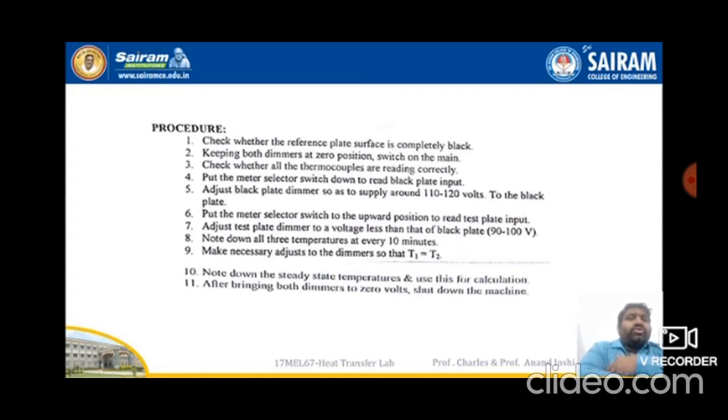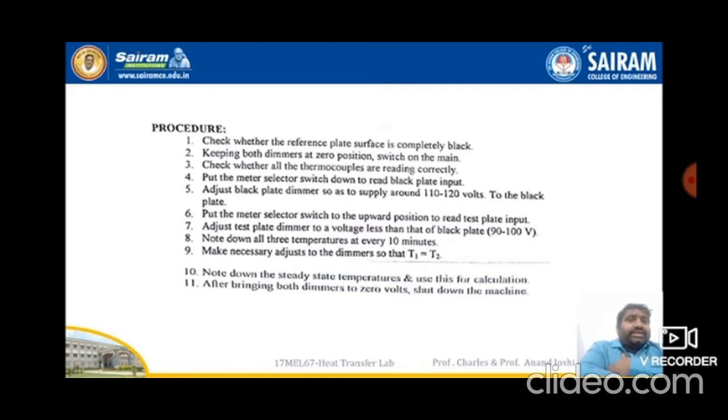Now, how we are going to conduct this experiment? Let us discuss the procedure. The first one: check whether the reference plate surface is completely black or not. Second: keep both dimmerstats at 0 position before switching on. Third: check whether all the thermocouples are working or reading. And fourth: put the meter selector switch down to read the black plate input.